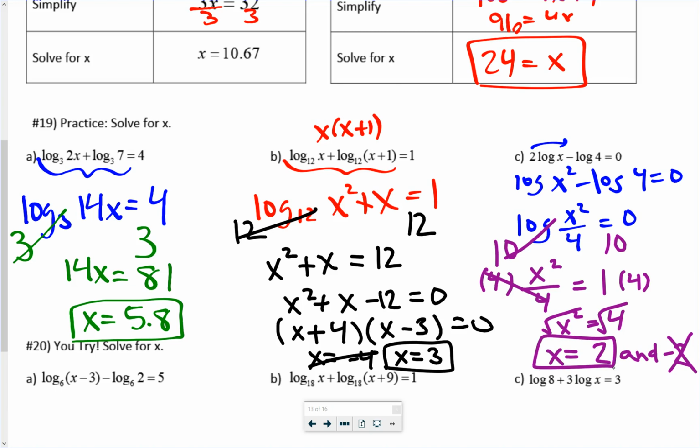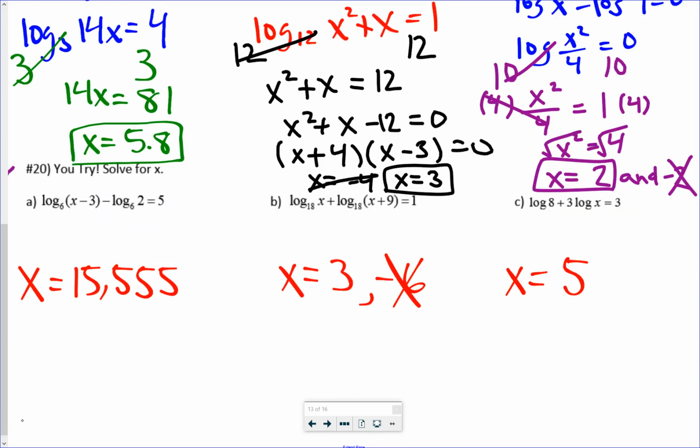I would like you and your friends to try number 20, all 3 of them. Okay, you can do it. You will get whole numbers for all 3 of the bottom ones. All right, check your answers with mine.